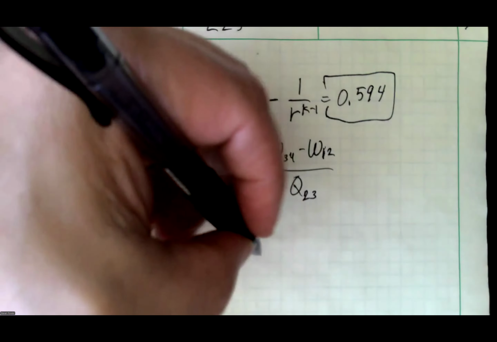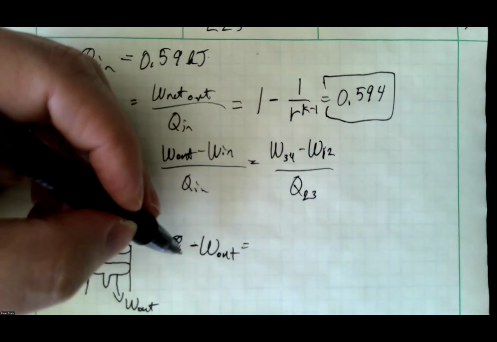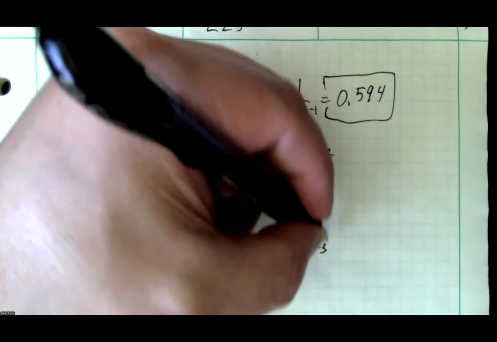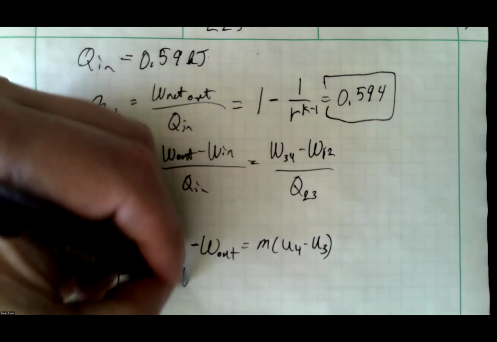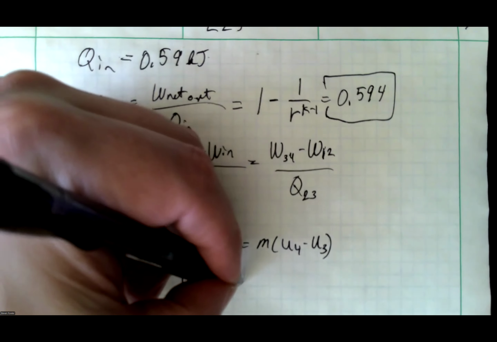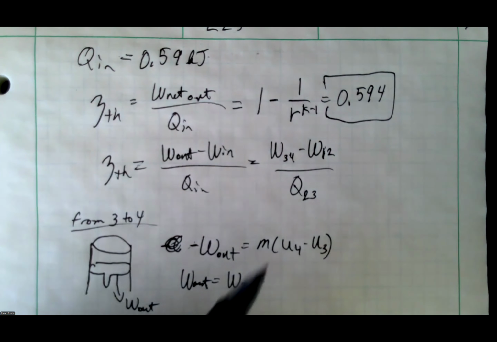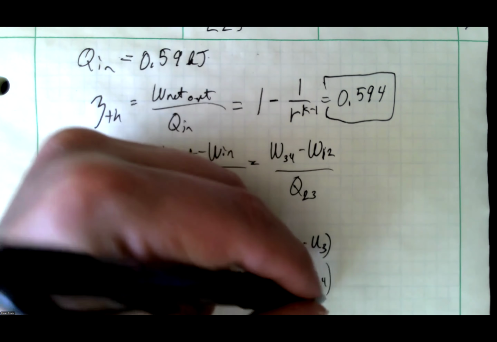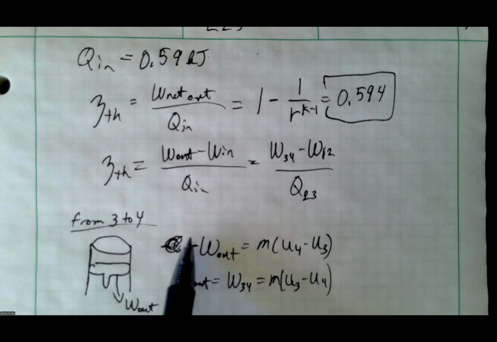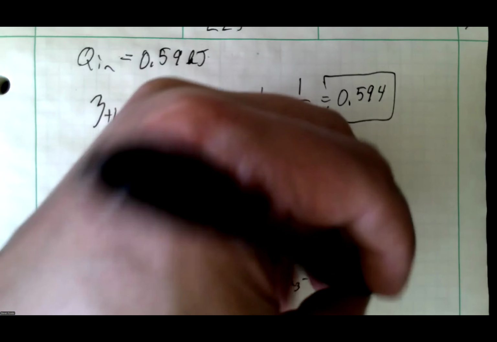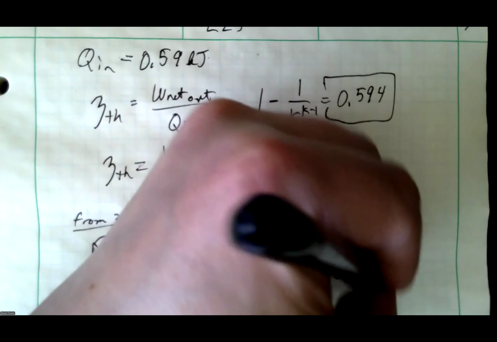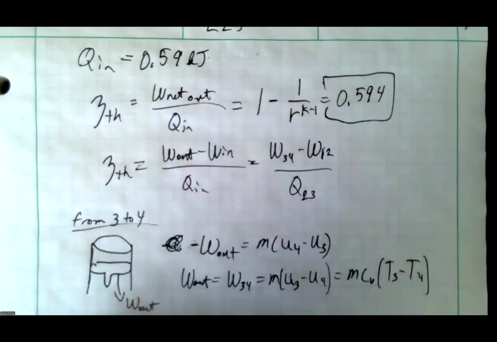So I've got the work out, which is minus the work out because it's going out, equal to m, and this is from 3 to 4, so it's u4 minus u3. So the work out, which is equal to the work from 3 to 4, I'm going to distribute my negative sign in here. This becomes m times u3 minus u4. And again, somebody will ask, why'd you flip these? I'm distributing the negative sign to flip those. Hopefully that helps. If not, feel free to ask in the comments. That's m c sub v times T3 minus T4.